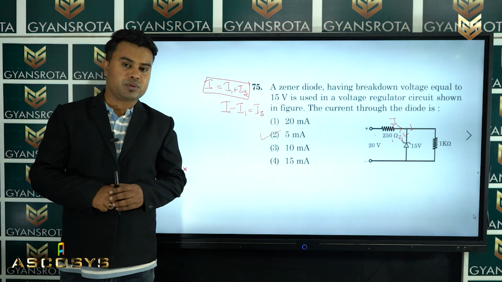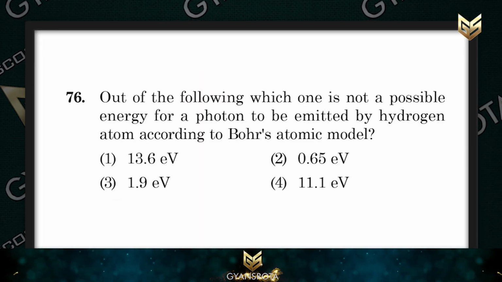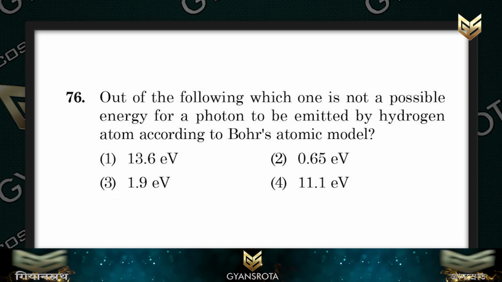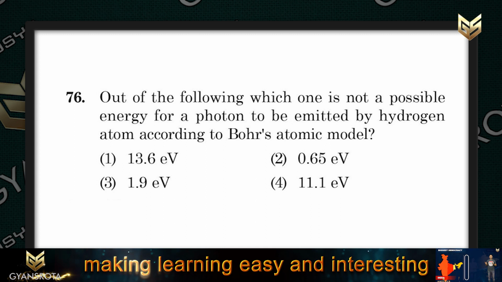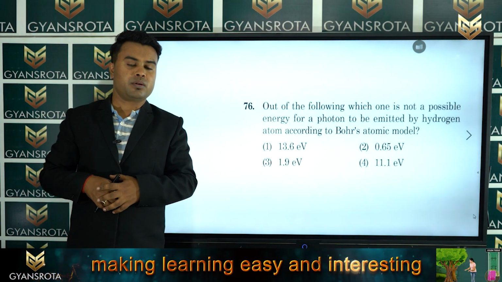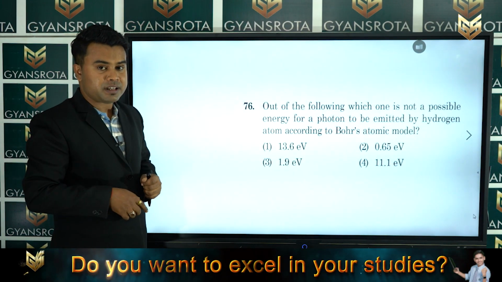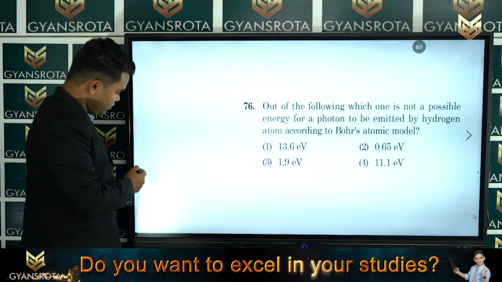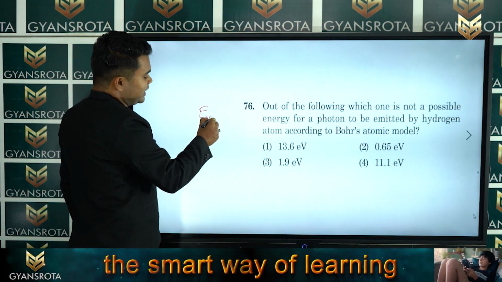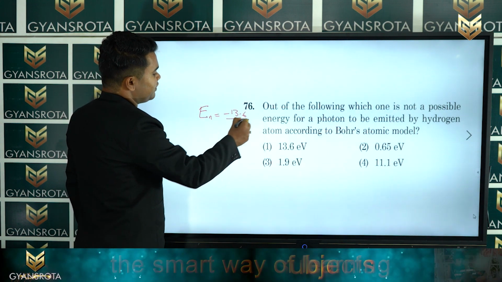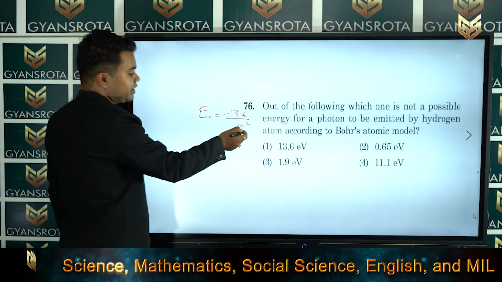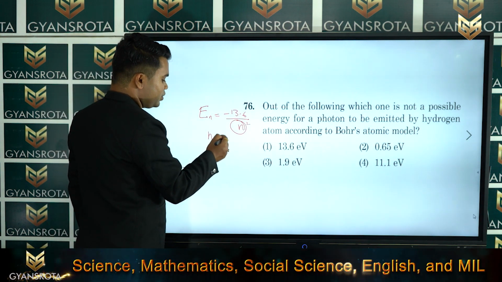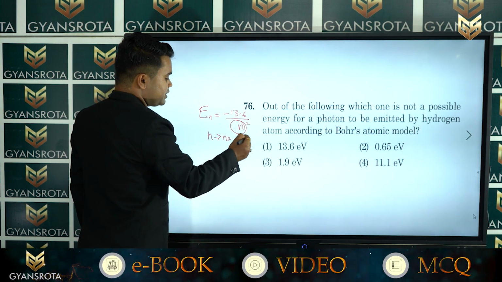Now let us move to the next question, that is question number 76. Out of the following, which one is not a possible energy for a photon to be emitted by a hydrogen atom according to Bohr's atomic model? This question came from the chapter Atoms, and the topic is Bohr model. As we know, the total energy En equals minus 13.6 divided by n square. Now if you put the values 1, 2, 3, 4 for n, the number of orbits, n as we know is nothing but the number of orbits.